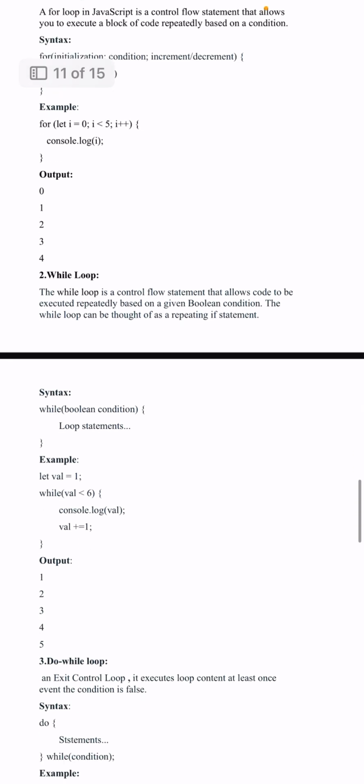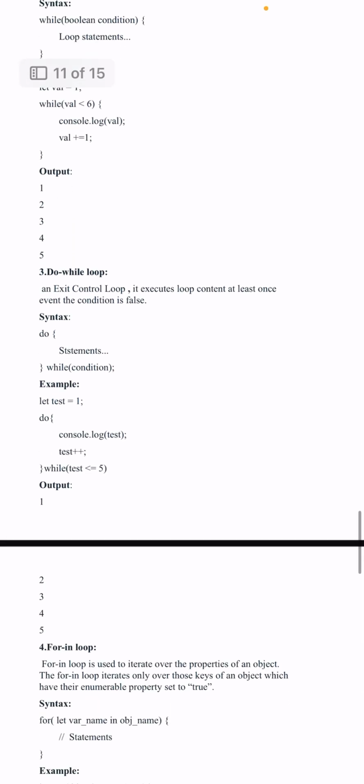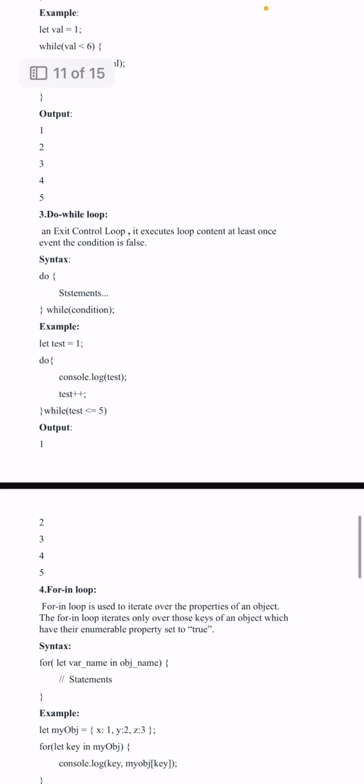While loop. The while loop is a control flow statement that allows code to be executed repeatedly based on a given Boolean condition. The while loop can be thought of as a repeating if statement. Here is the syntax and example. Do while loop. An exit control loop, it executes loop content at least once even if the condition is false.